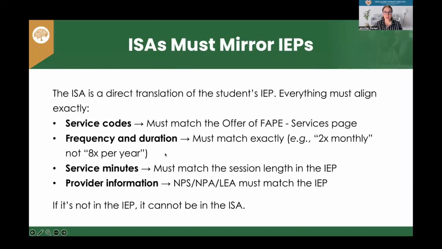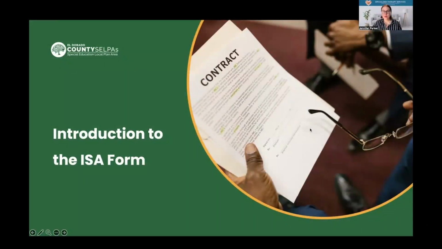For instance, if the IEP calls for speech and language services twice monthly, that is what should also be reflected on the ISA. Similarly, service minutes must match the session length as indicated in the IEP. Finally, only those services on the Offer of FAPE services page that will be provided by the non-public school or agency should be included in the ISA. Services that are not accounted for within the IEP should not be included in the ISA. Next, we'll dive into an introduction of and review the ISA form.